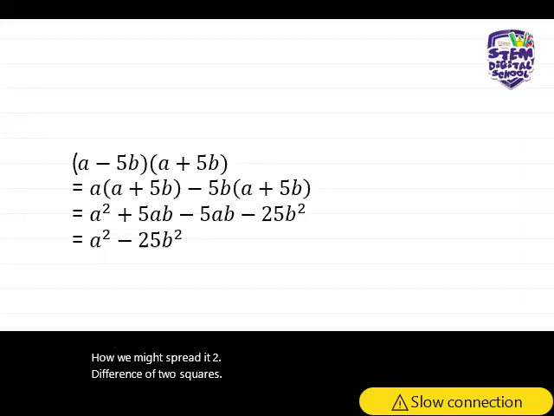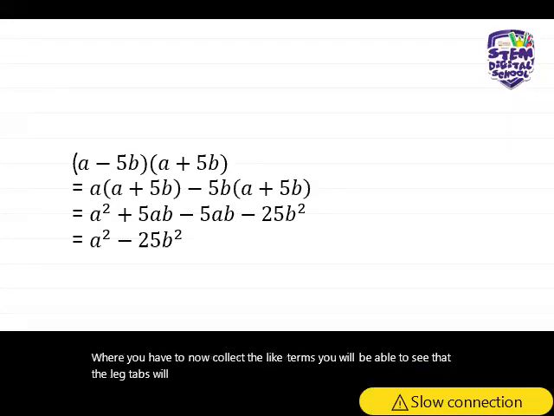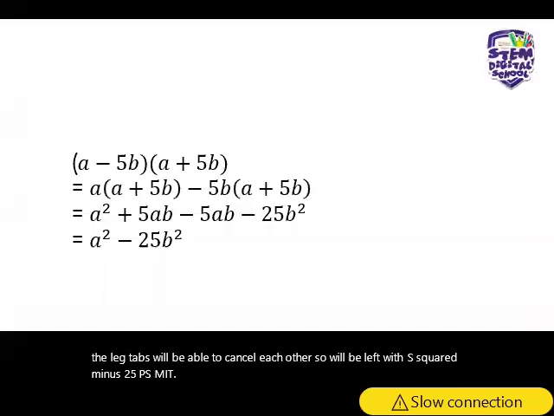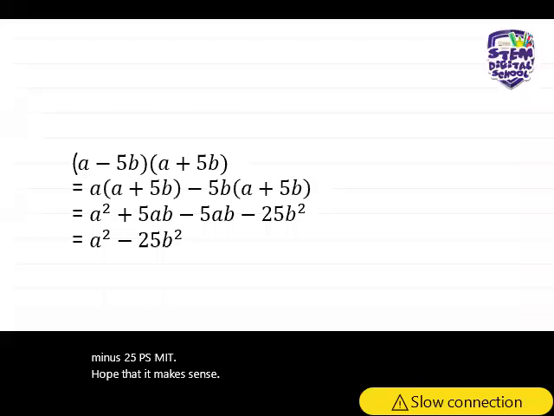You multiply the binomial by the first term of the first binomial, and then also the second term. So the first term is A, the second term is minus 5B. And you will see that once you arrive at a point where you have to collect the like terms, the like terms will cancel each other. So you'll be left with A squared minus 25B squared. I hope that it makes sense.